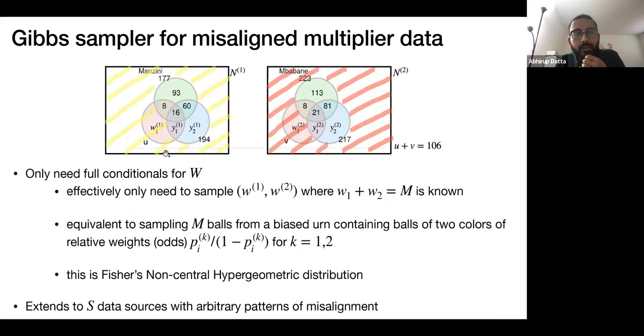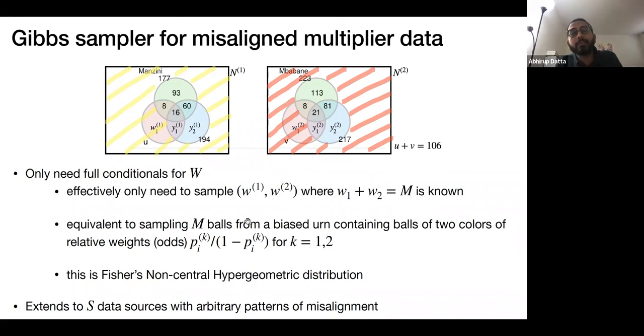So to do that, we have the total u plus v equals 106. And when everything else is known except for w, we have the totals for these slices of the Venn diagram. And so we can subtract those from 106, and we know what these two unknown cell counts sum up to. So it sums up to some m. I have not written down the explicit formula, but this m is basically 106, and then you subtract this slice, which is 8 plus 16 plus y11, and then you subtract this slice, which is 8 plus 21 plus y12. So when we are doing conditional updates in the Gibbs sampler, these slices are known. So this m is known.